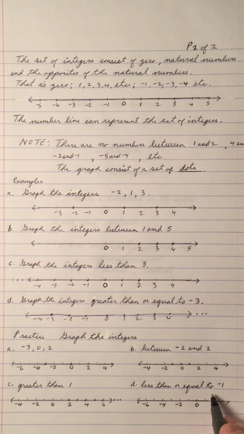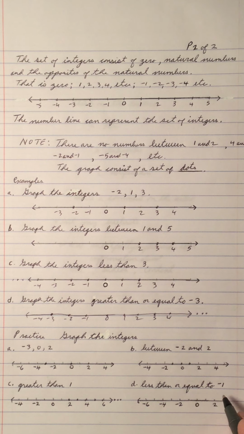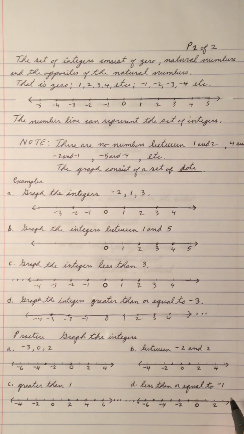Less than or equal to -1. So there's -1, which is between -2 and 0. Then -1, -2, -3, -4, -5, -6, and three dots indicate that they're going on. Remember, integers are dots. You can't shade.